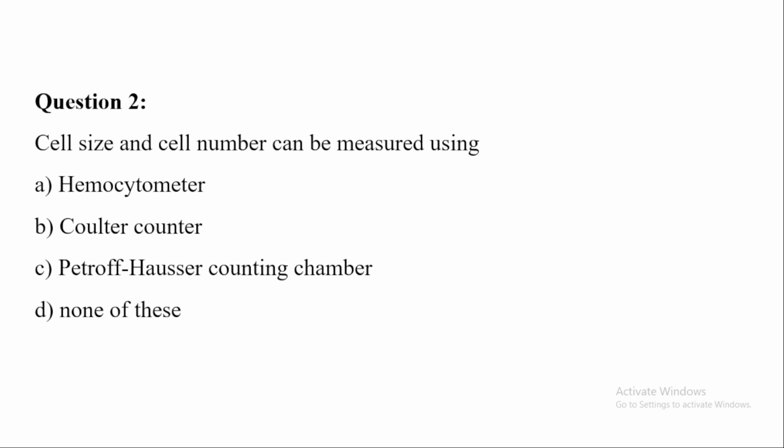Petroff-Hauser counting chamber, again it is used to count cell number only. So both hemocytometer and Petroff-Hauser counting chamber work under the same principle and they are used to count the number of cells. But Coulter counter can determine both cell size and cell number. So the correct answer for this question is option B, Coulter counter. So I'll show you how it works.